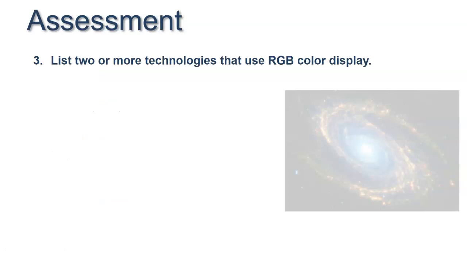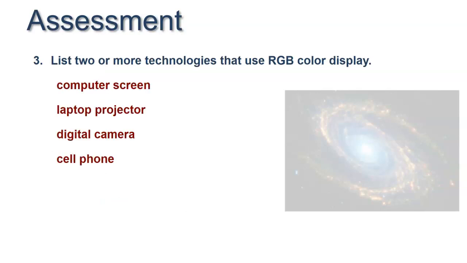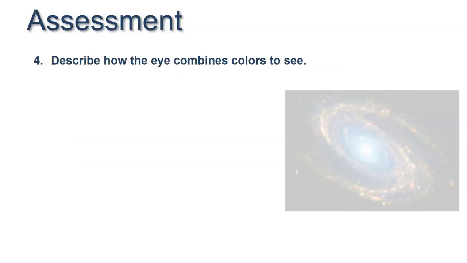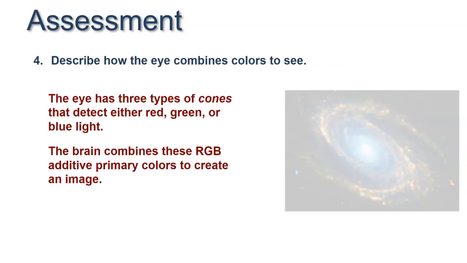List 2 or more technologies that use RGB color display. Hopefully you know that a lot of them will. Your computer screens, your laptops, your digital cameras, your cell phones, basically anything with a screen will use this RGB color display. Describe how the eyes combine colors to see. You have 3 cones, one that detects red, green, or blue, and the brain combines these together to create all different kinds of color.